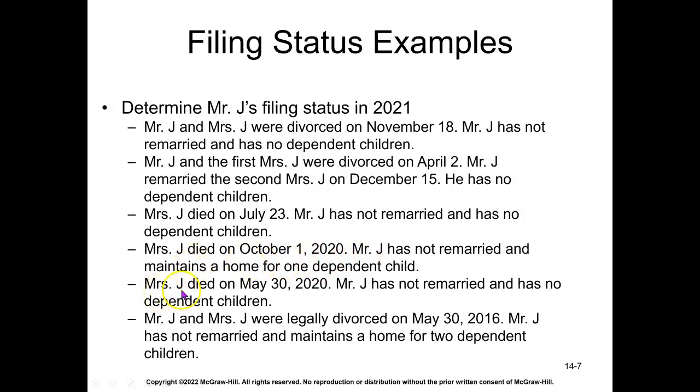Mrs. J died on May 30, 2020. Mr. J has not remarried and has no dependent children. So that's the key difference. Now, in the year following, which is 2021, Mr. J goes back to being single.